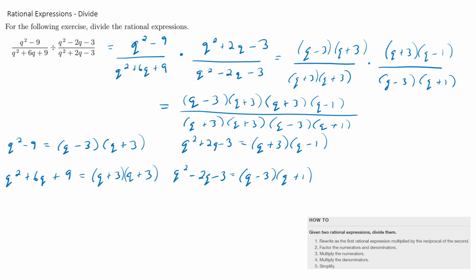So let's see, I've got a q minus 3 in the numerator and denominator, q plus 3 in the numerator and denominator, q plus 3 in the numerator and denominator. So I am just left with q minus 1 over q plus 1. So when we divide, it's the same as when we divide fractions. We have to flip and multiply, and then we apply those same steps there with simplifying the numerator and the denominator after we've done the factoring step.